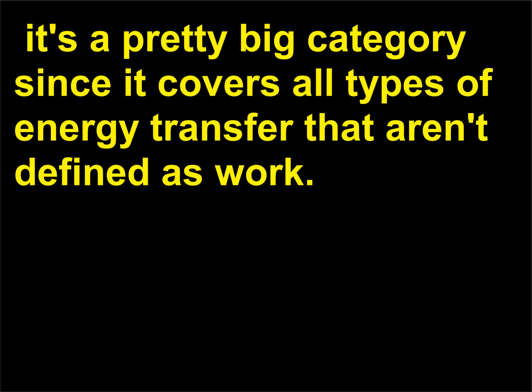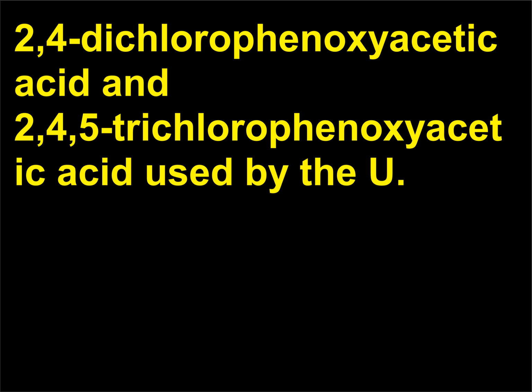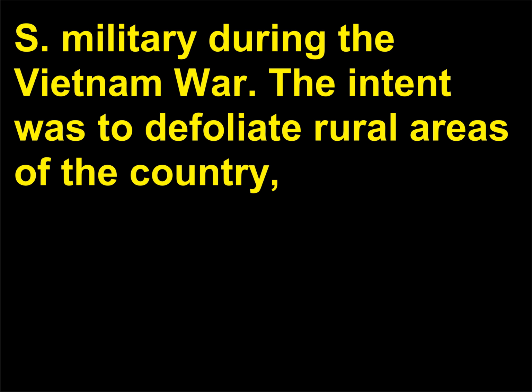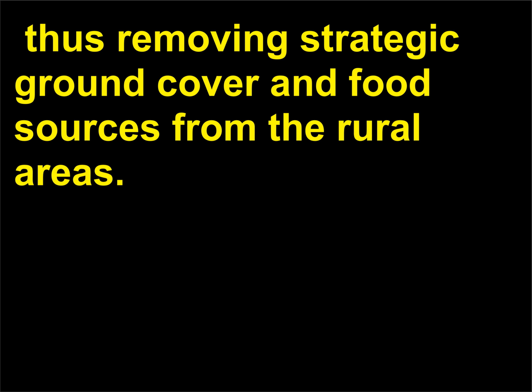What was Agent Orange? Agent Orange was an herbicide consisting of a mixture of 2,4-dichlorophenoxyacetic acid and 2,4,5-trichlorophenoxyacetic acid used by the U.S. military during the Vietnam War. The intent was to defoliate rural areas of the country, thus removing strategic ground cover and food sources from the rural areas.